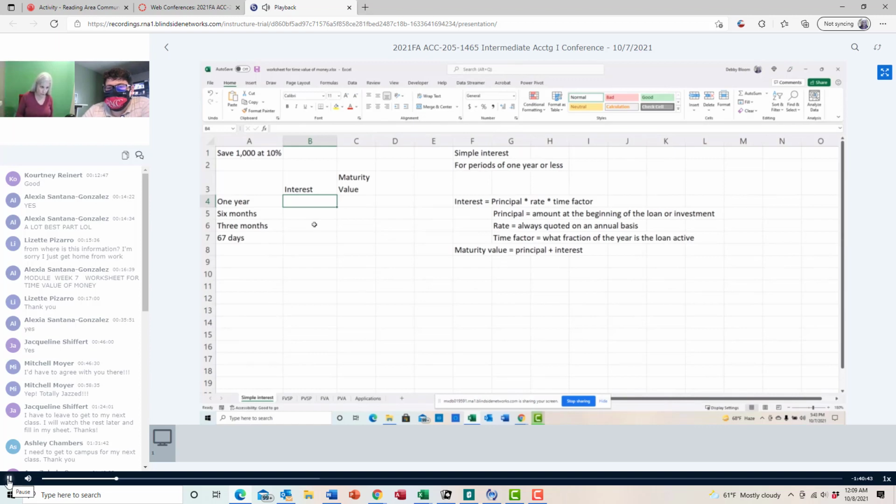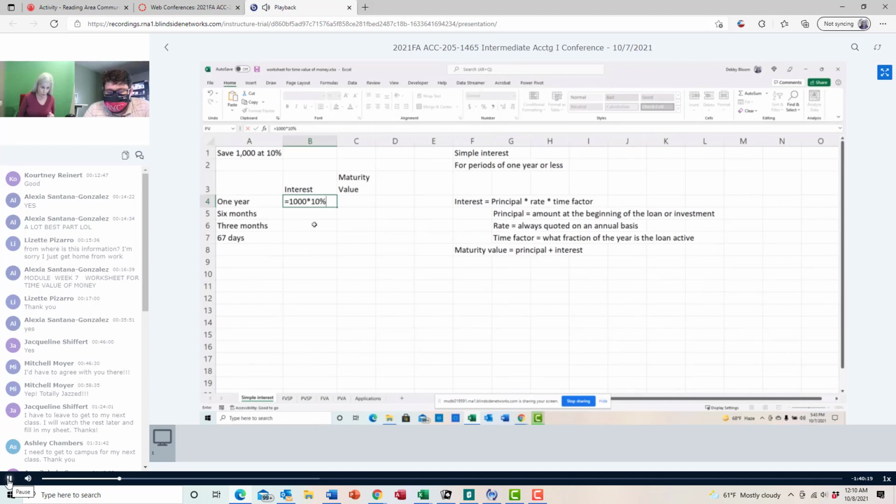So if we're going to save for 1 year, we would take 1,000, our principal, multiply it by 10%. Notice how I always start a formula with an equal sign in Excel. If I don't start a formula with an equal sign, it's like I'm typing. It will only display the formula. If I start a formula with an equal sign, when I hit enter, it'll display the answer.